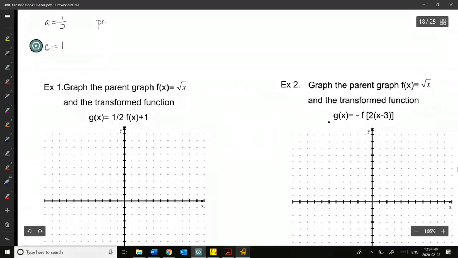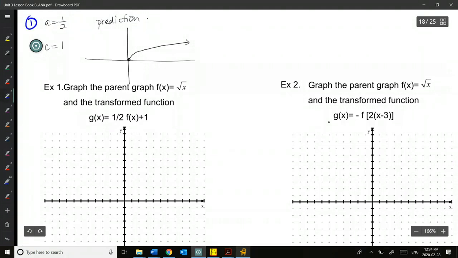Okay, so let's just make a little prediction here. Do a little step-by-step sketch. So here's the parent function, looks something like this. My first thing, if I have an a value of a half, is vertical compression. Imagine you take your graph and do this. We're going to have something kind of like this, right? It's going to become kind of skinnier.